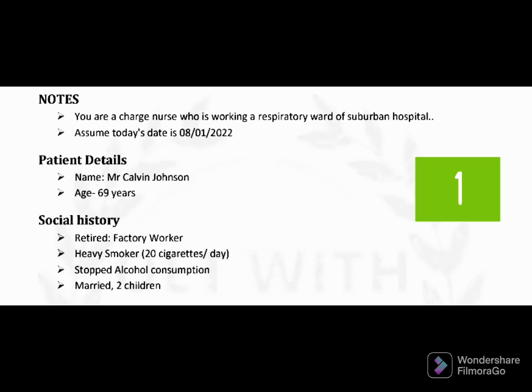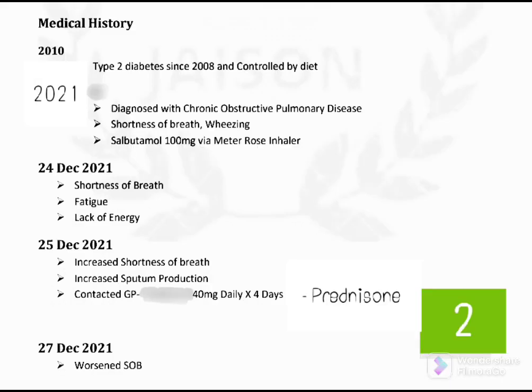Medical history: we can see that the patient has had type 2 diabetes since 2008 and is on diet control. And from 2021, the patient has chronic obstructive pulmonary disease, with shortness of breath and wheezing. So now he is on salbutamol 100 microgram metered dose inhaler. So the patient is already a COPD patient, and the scenario will start from 24 December 2021.